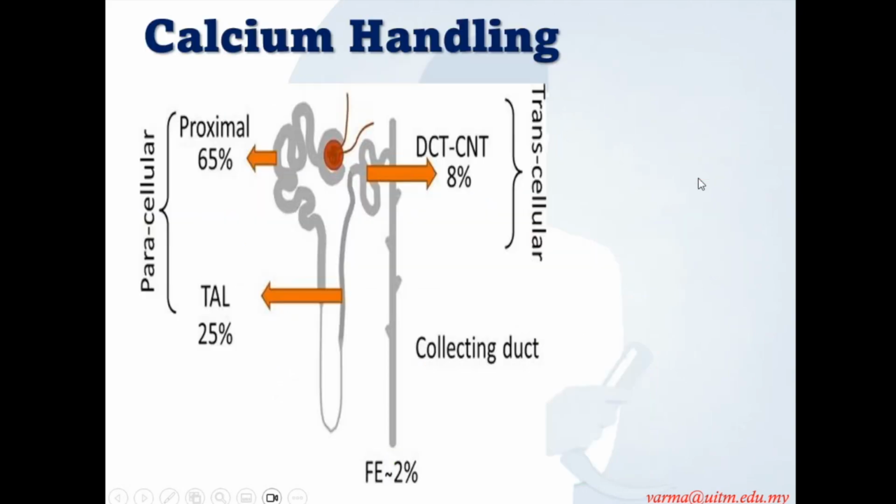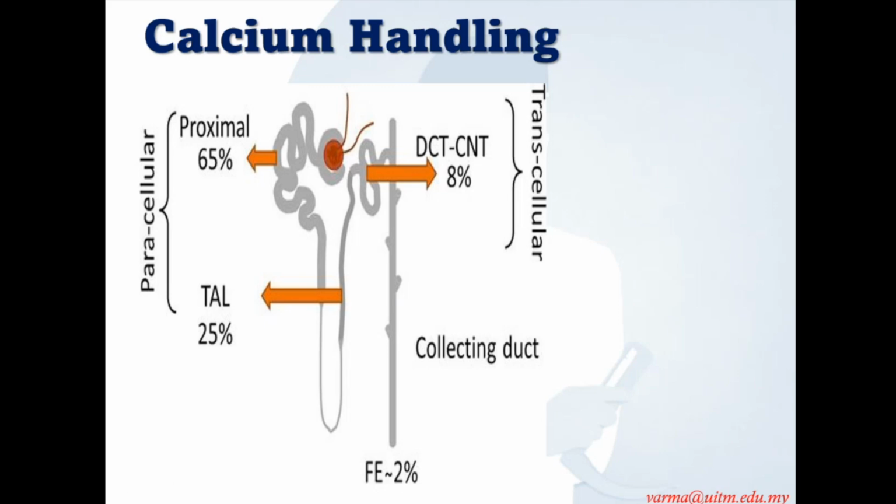Okay, we continue. So calcium handling, again in the PCT, thick ascending loop of Henle and DCT, exactly follows sodium. Calcium follows sodium. The highest amount is absorbed in the PCT, 60 to 70%, same as your sodium. 20 to 25% in the thick ascending loop of Henle, same as sodium. Another 10% in the distal convoluted tubule, same as sodium. Here they have a paracellular and transcellular mechanism, almost similar to sodium as well.